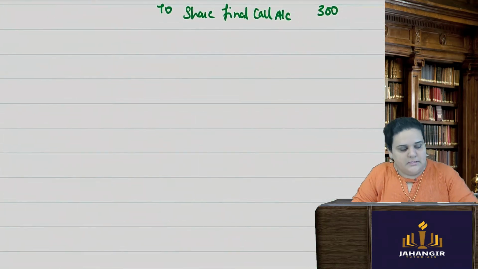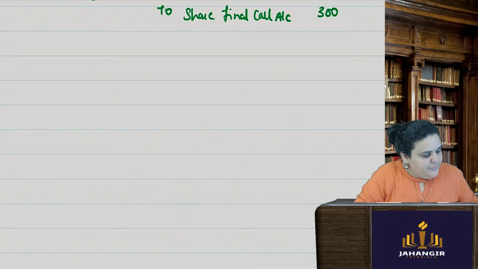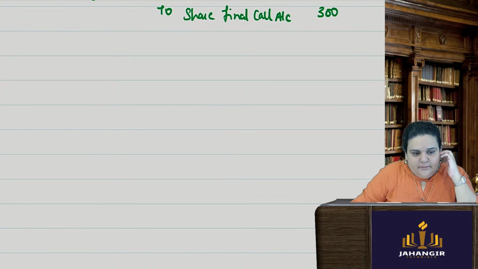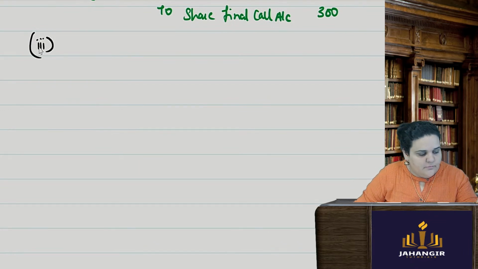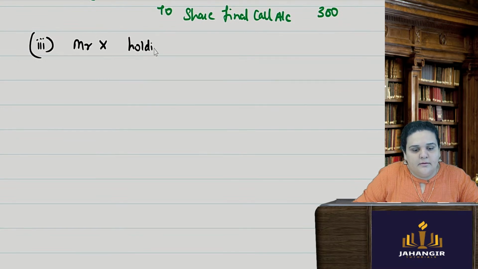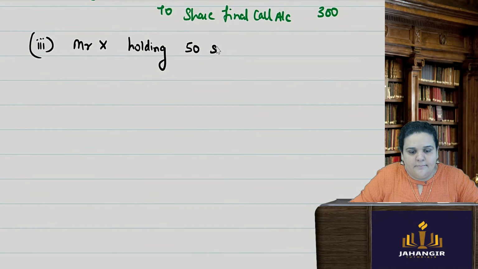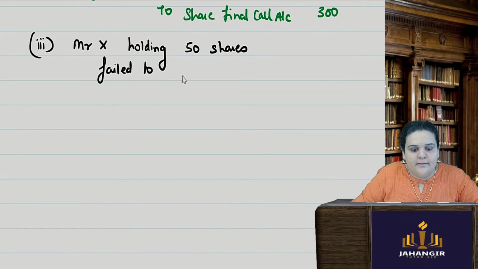Okay, now I am just changing a little bit more to this example. Say now for example, next one, third one. Same question, we are in the books of ABC only. First one was at par, at premium we have understood. Now the third one I am saying, Mr. X holding 50 shares failed to pay first call and final call.